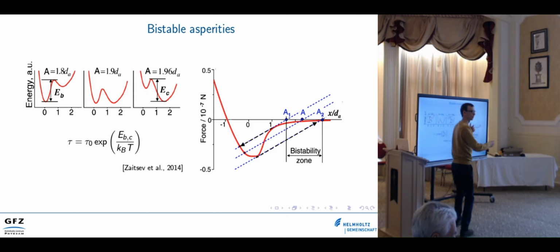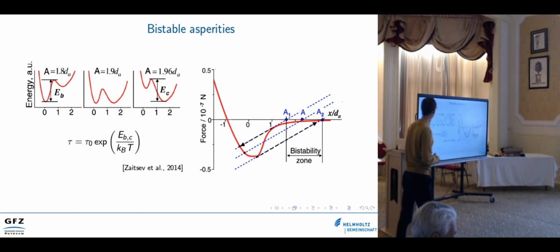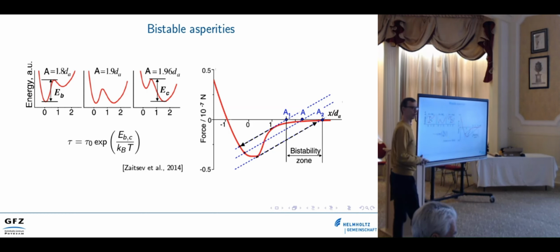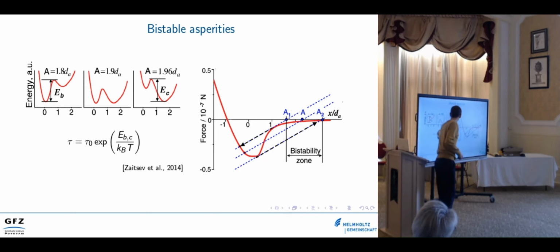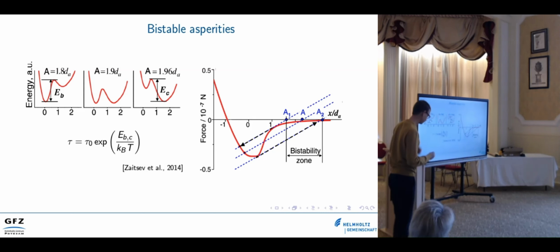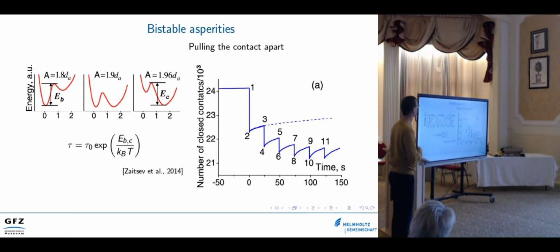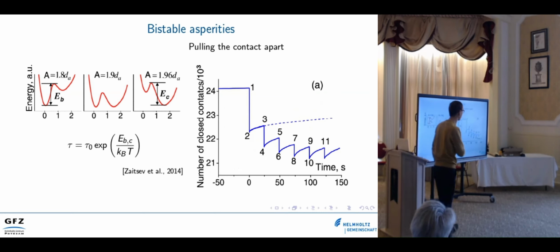So there's a different probability of assuming these 2 states depending on the distance of the contact, and the transition time depends on this potential. So when we have a large barrier, the transition time is large. When we have a smaller barrier, like jumping from here to there, the transition time is shorter. And this can be used to model different phenomena that we are observing. And this is one of them.